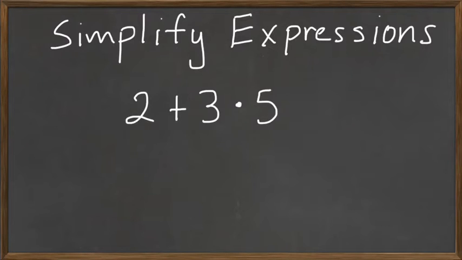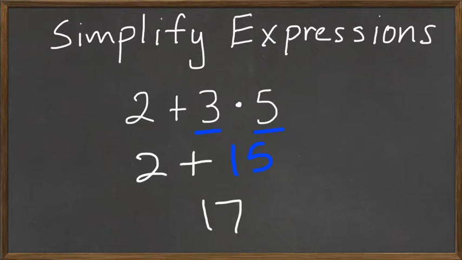Simplifying expressions. Let's look at 2 plus 3 times 5. Here we have to do the multiplication first. 3 times 5, we get 15. Then add the 2, and we get 2 plus 15, and we get 17.